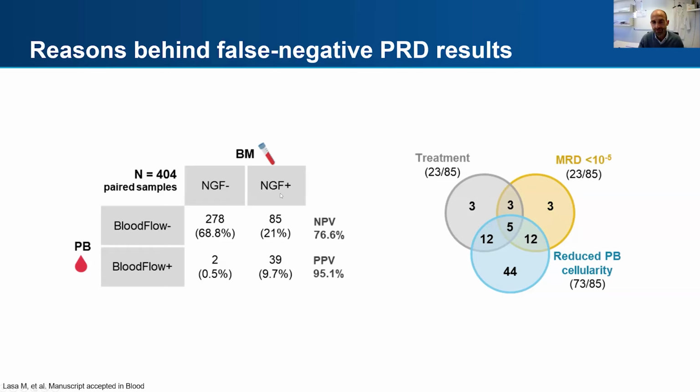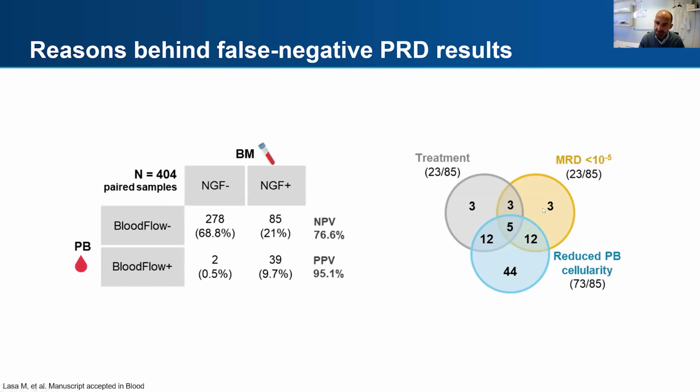in the marrow. And then we ask the question, what were the reasons behind this false negative result in the peripheral blood? And these are the main reasons, and to some extent, these are correlated. The fact that the patient was undergoing intensive treatment, because of that, very low MRD in the marrow, and because of the treatment also reduces cellularity in the peripheral blood.